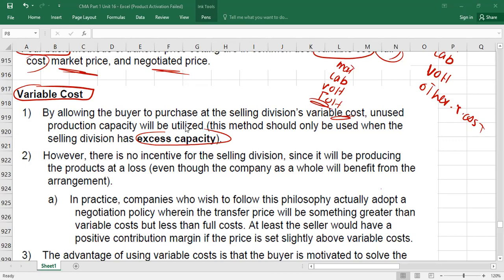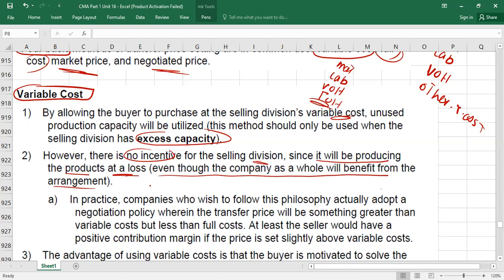Number two, what is the drawback for the seller here? Obviously, the seller who is going to sell the product at variable cost only has no incentive. He's not earning any profit from you. There is no incentive for the selling division since it will be producing the products at a loss, even though the company as a whole will benefit from this arrangement. For the seller division, he may incur only a loss. Why loss? Because he's recovering only variable cost. He's taking only variable cost from the buyer.